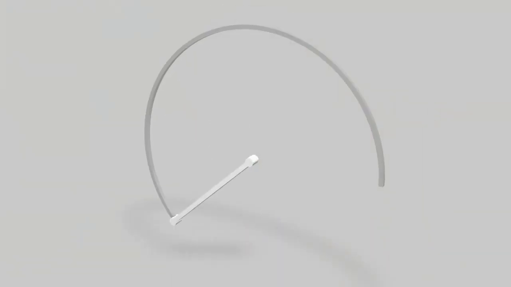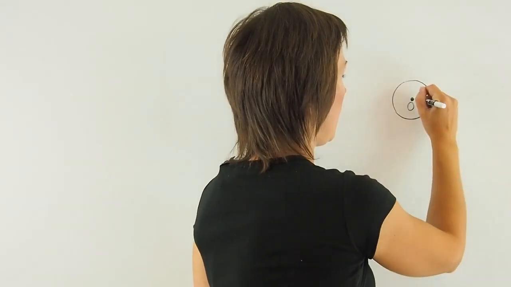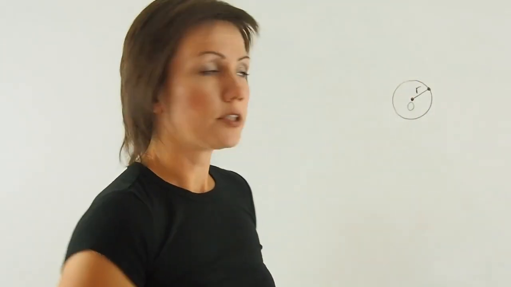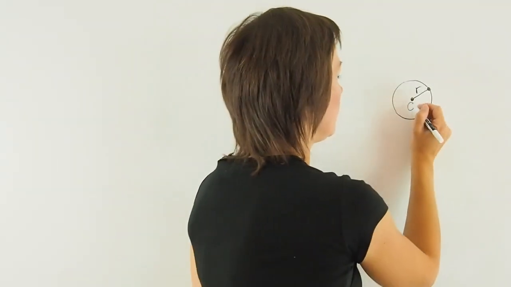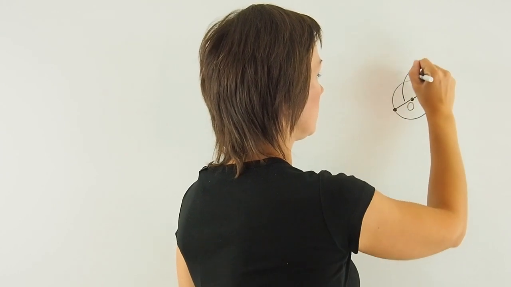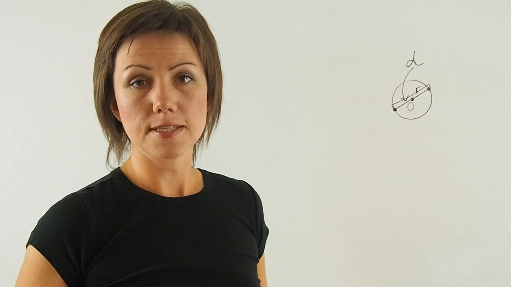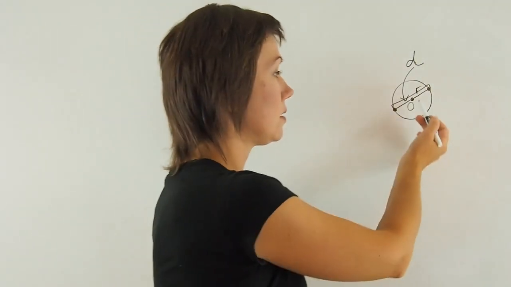Now let's look at a circle. A circle is a shape that is completely round. It has a center, O. It has a radius, that is the distance from the center to any point on the circle. And then double the radius, this whole thing here, is the diameter. Diameter is the distance from one point of a circle to another point on the circle through the center.